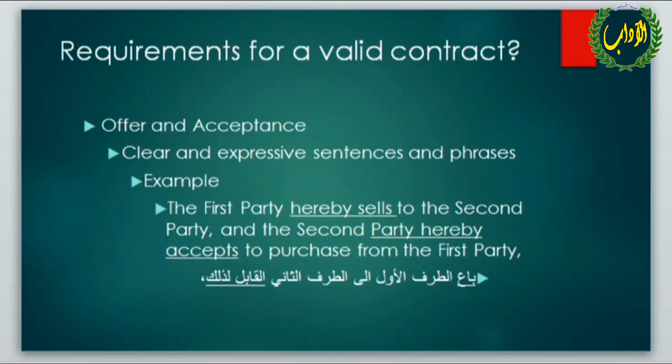As in the example here, we see the English version says the first party hereby sells, so using the verb sells, hereby sells to the second party, and the second party hereby accepts. So there are two verbs here, very important verbs for offer and acceptance. The first verb is sells, the second verb is accepts, to purchase from the first party.